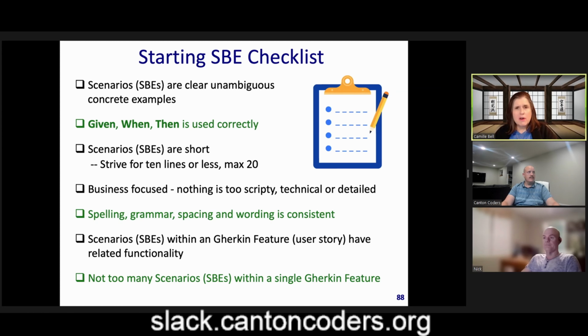So, generic checklist, scenarios. BDD, behavior-driven development, whatever you want to call it. They need to be clear, unambiguous, concrete examples. Given, when, then, and other keywords need to be used correctly. They need to be short. I like to strive for less than 10 lines. If it's 20 lines, that's really too long. I think more than 10 is generally too long.